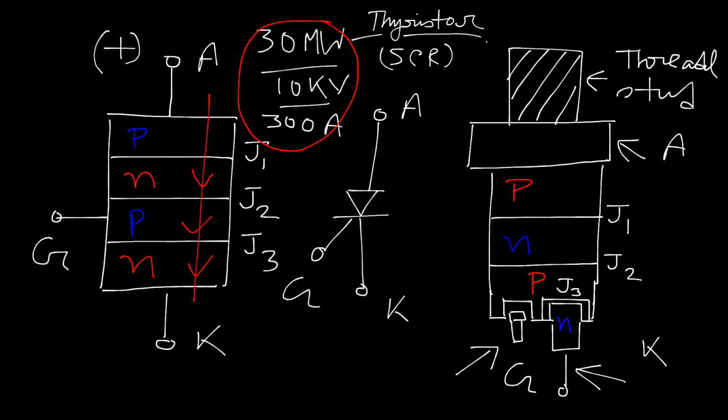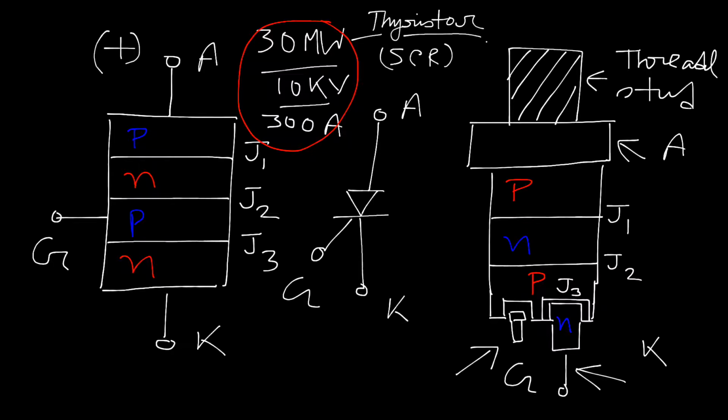That means if we are not applying any gate triggering pulse, and suppose we are increasing the biasing voltage, with the anode more positive with respect to the cathode, then at a particular value the device starts conducting as the depletion layer of the junction is destroyed. So we can easily understand that in forward biasing condition, J1 and J3 are in forward biasing condition, but the junction J2 is in reverse biasing condition.